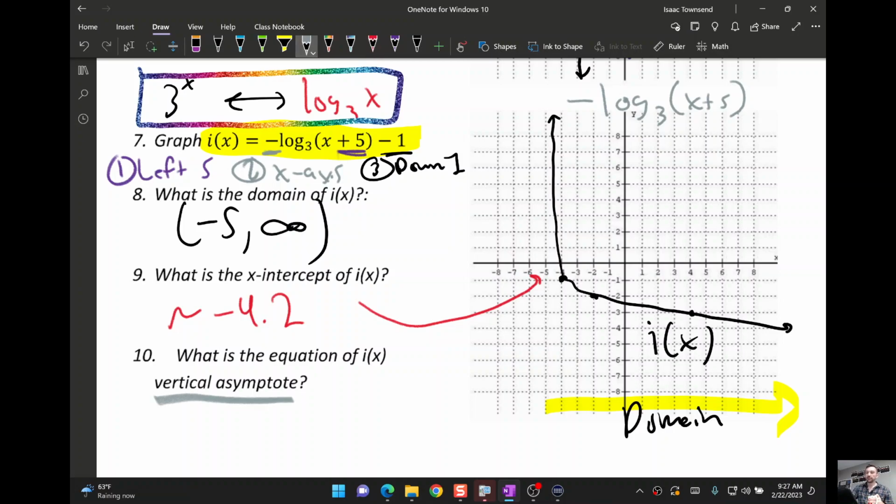And these graphs have a vertical asymptote. So the vertical lines are x equals. The vertical line that the graph approaches but doesn't cross. So x equals -5.